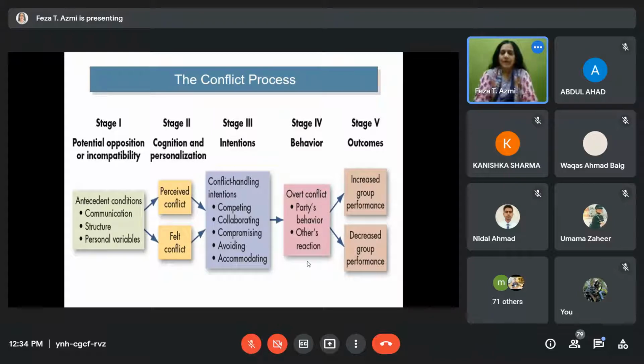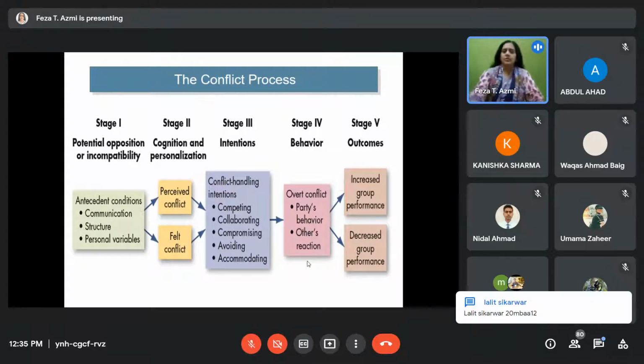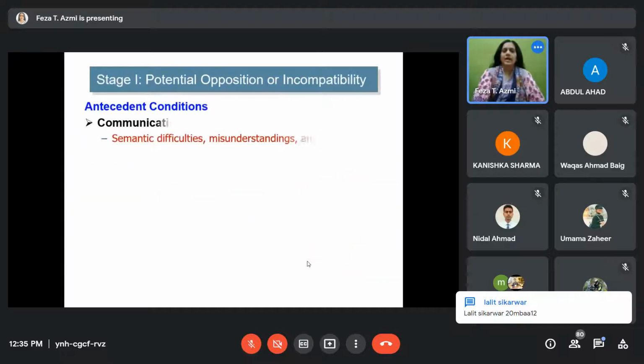Now we'll discuss the conflict process: how conflicts happen, and when they really happen, what do we do? And remember that now when we are discussing these things, we are always referring to the negative conflict, the dysfunctional conflict. The conflict process can be understood in the form of five stages. Stage one is the factors that lead to conflict, the antecedent conditions. There could be a lot of factors that could lead to conflict. These are just some of them: communication problems, structure, personal variables. So stage one is the antecedent conditions.